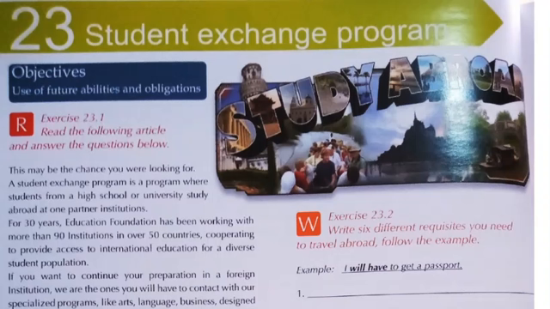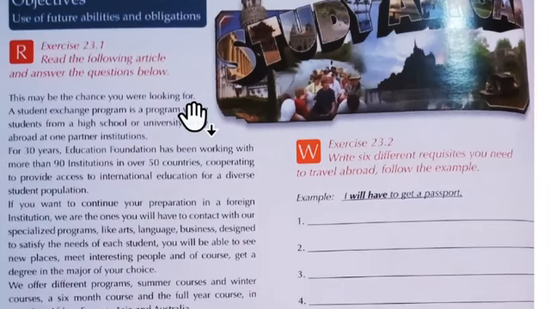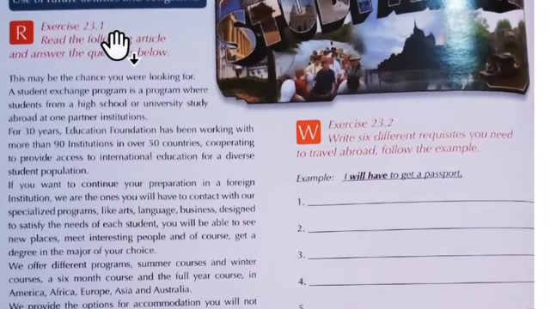Today I'm going to explain the activities from unit 23 of your book 2. Okay, let's just start. We have unit 23, Student Exchange Program, and the objectives are to use future abilities or future obligations. Now, exercise 23.1: read the following article and answer the questions below.